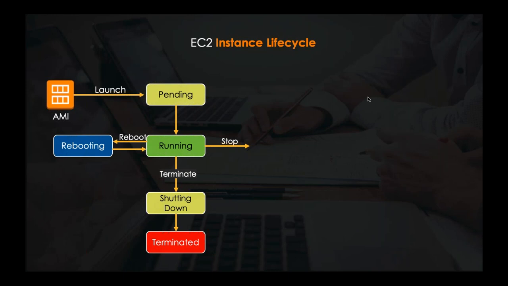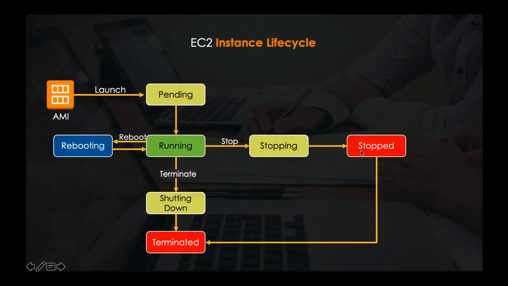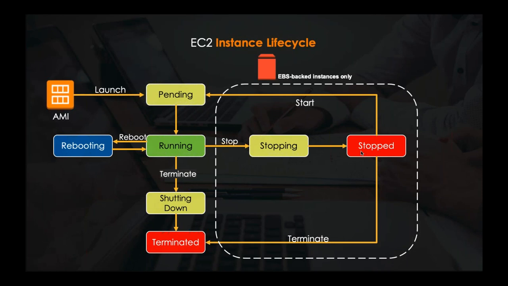And then you have the third option, to stop the server. When you click on stop, it will go to the stopping stage and then it will be stopped. Now, once the machine is stopped, you have two things that you can perform. You can terminate a stopped machine. That is, if you no longer require it, you can just delete the machine. Or you can start the machine. So the machine will go to the pending state and it will again run the server. Now, stopping this machine and starting it again only works on EBS-backed instances.